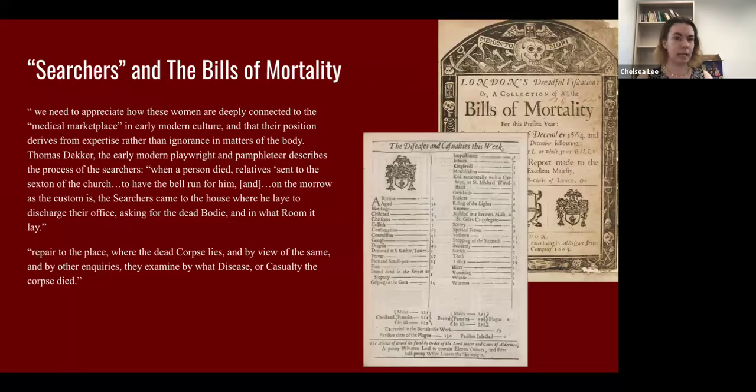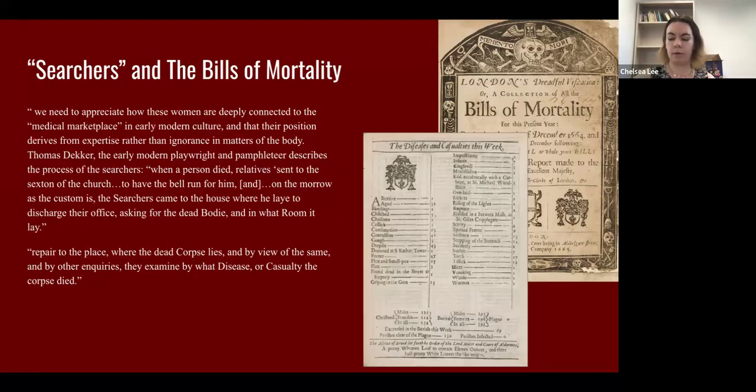We see this specifically in the history of women searchers for the bills of mortality. Rochelle Munkoff explains that, quote, "from at least the 1570s and perhaps much earlier, poor women were hired by their parishes to perform the office of searcher during plague outbreaks." In essence, these women were organized to examine living and dead bodies to find evidence of the plague in order to determine outbreak zones and the need for quarantines.